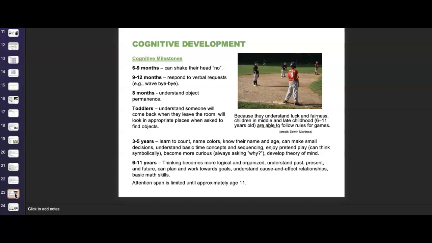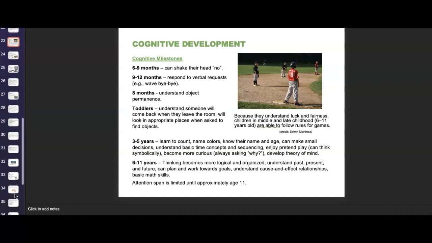From 6 to 11 years, thinking becomes more logical and organized. They can understand the past, the present, and the future. They can plan and work towards goals. They can understand cause and effect relationships and basic math skills. Their attention span, however, is fairly limited until about age 11.